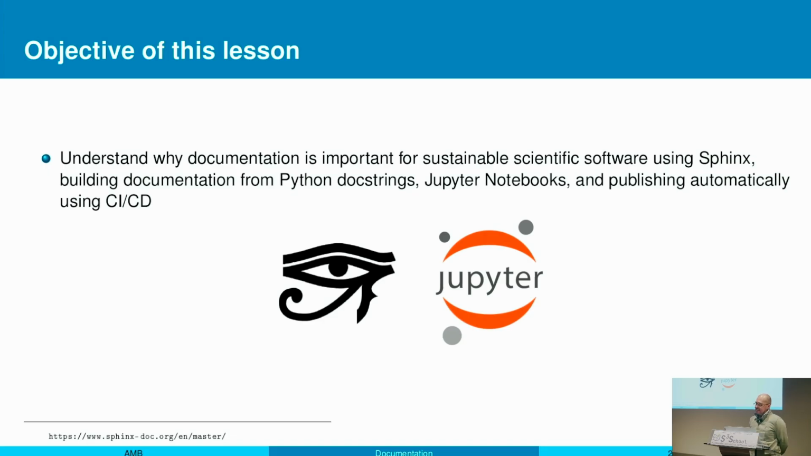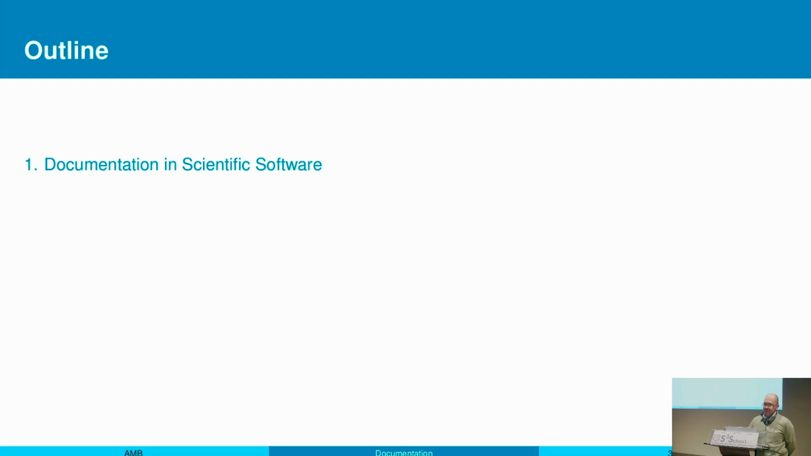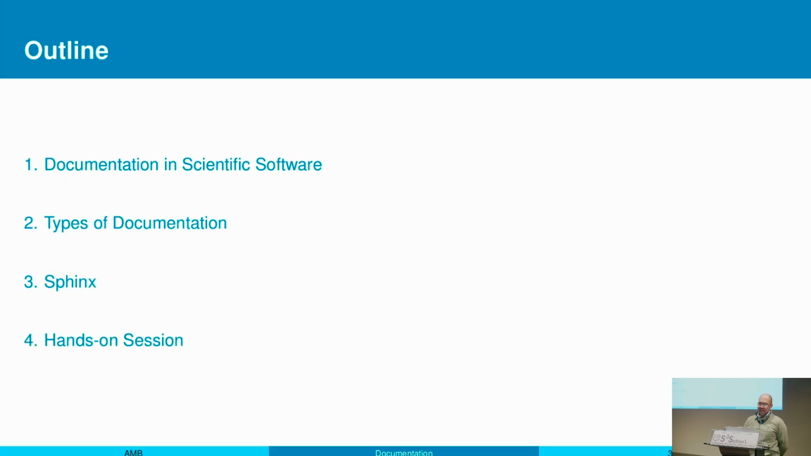We're going to use Sphinx, and we're going to build documentation from Python docstrings and Jupyter notebooks, and we're going to see how to publish it automatically using CI/CD. So of course, at the end, the idea is that you can use these to generate the documentation for the pcoffee project. So again, we're going to start with some ideas about documentation in scientific software, why it is important, the types of documentation, and then briefly something about Sphinx, and then we're going to start the hands-on session, and we will see how we manage that since we are having some issues with the internet connection.